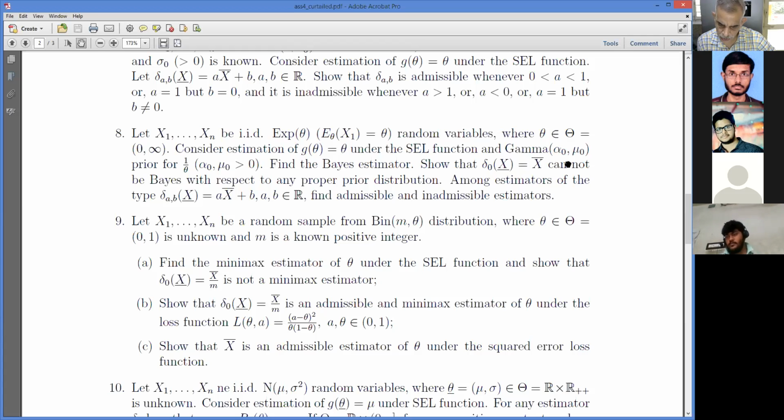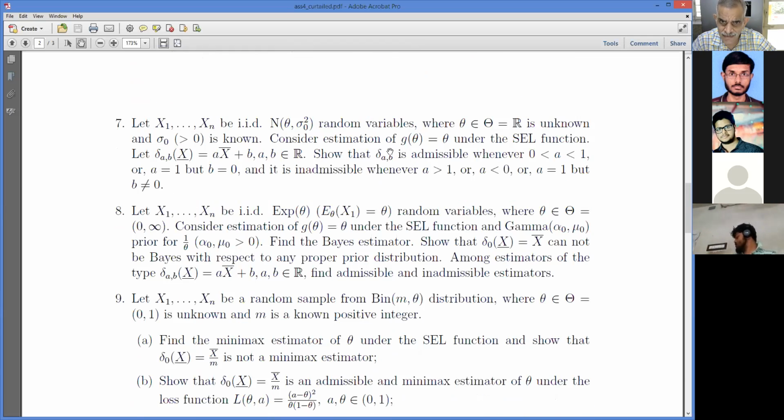So when A is equal to n upon n plus 1, you can show that n upon n plus 1 x bar plus B is admissible for any B positive, right? So the only cases which are remaining now are A greater than or equal to n upon n plus 1. Now you can show that A greater than n upon n plus 1 is inadmissible.